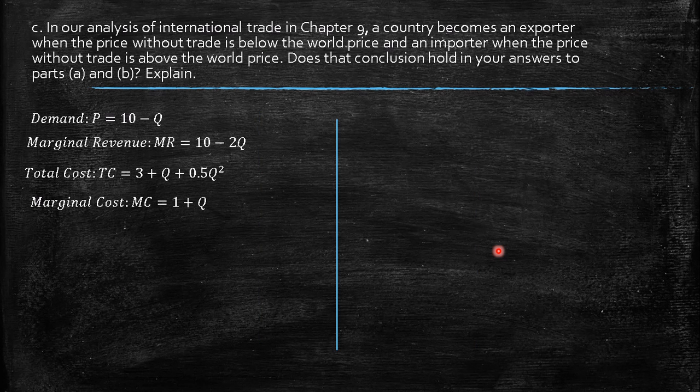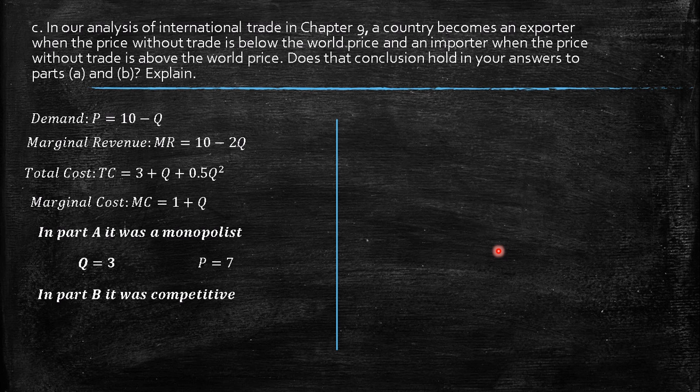Okay, then the other part of the exercise, C1, says, in our analysis of international trade in chapter 9, a country becomes an exporter when the price without trade is below the world price, and an importer when the price without trade is above the world price. Does that conclusion hold in your answers to parts A and B? Explain. So remember, in part A it was a monopolist, so the quantity was 3 and the price was 7. In part B it was competitive and the quantity was 4.5 and the price was 5.5.